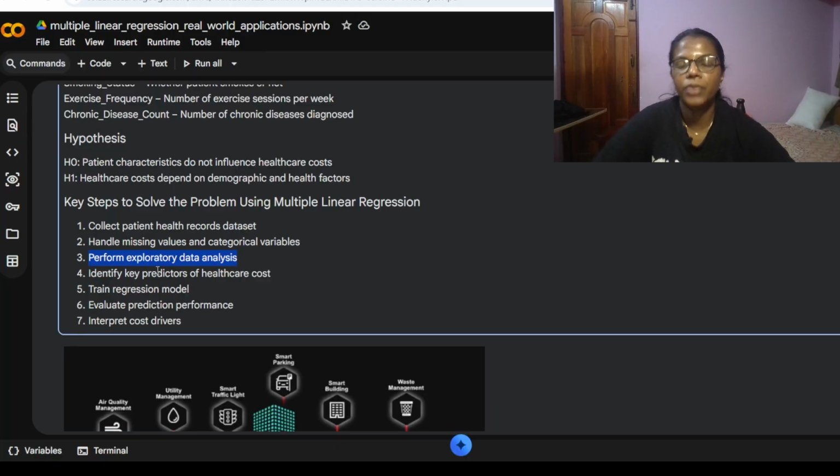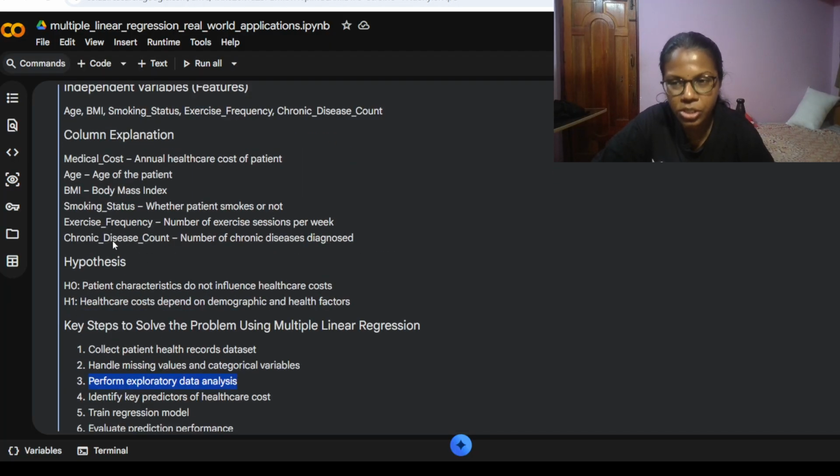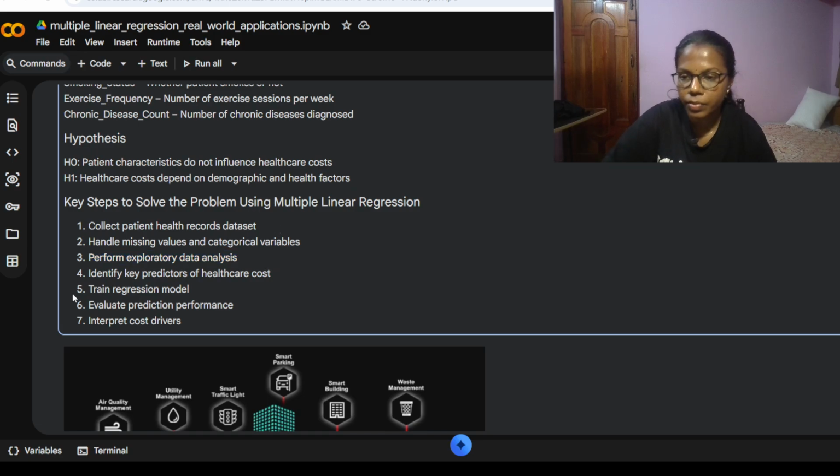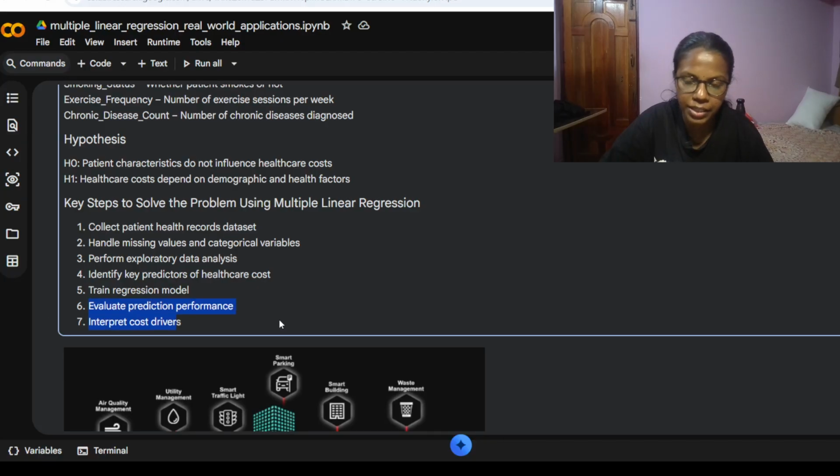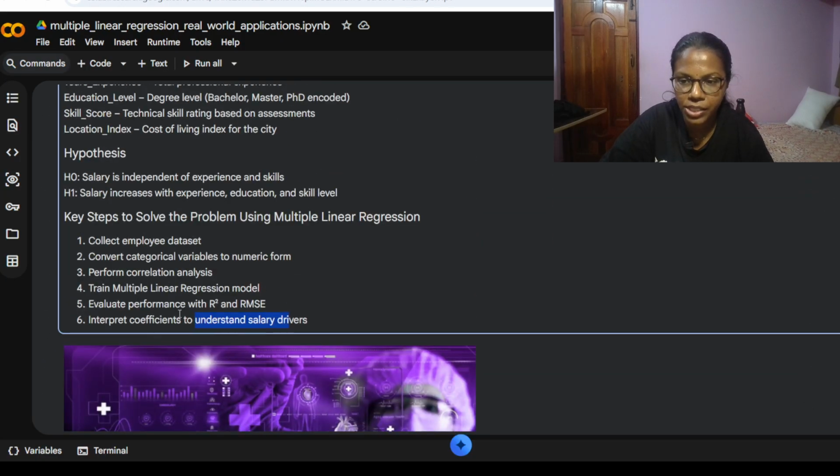Identifying key predictors of healthcare cost. In these many columns, which column is influencing more? Training my ML model and evaluating it. And the final step is interpreting the cost drivers, similar to what we have seen here.